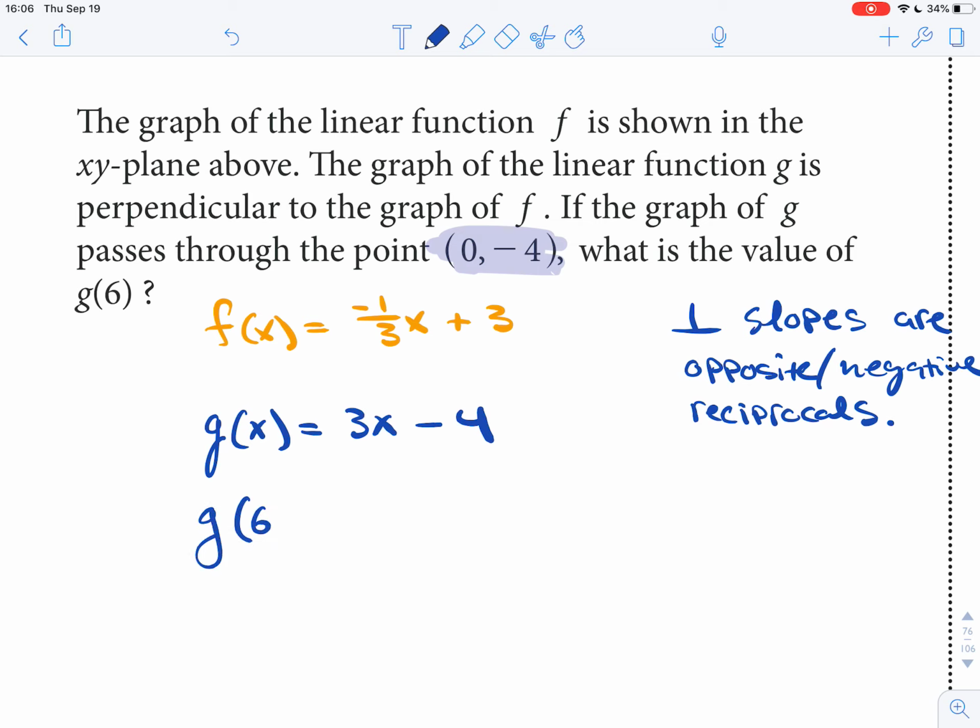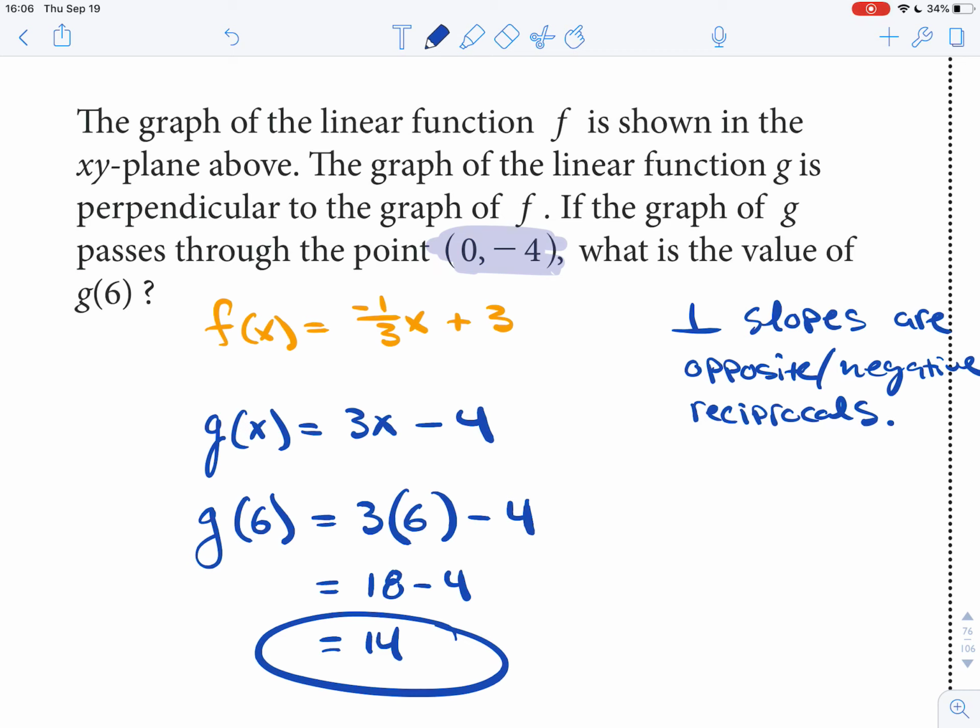So when they ask what is the value of g(6), now we just solve. g(6) equals 3 times 6 minus 4. So g(6) equals 18 minus 4, which is equal to 14. And we're good.